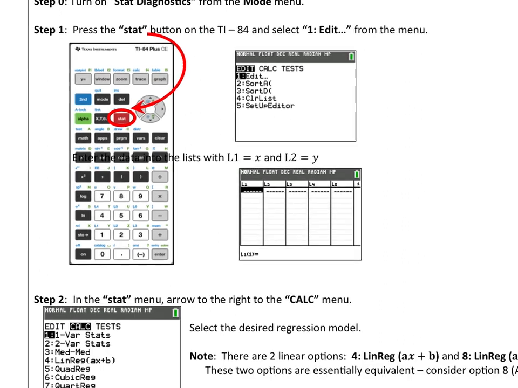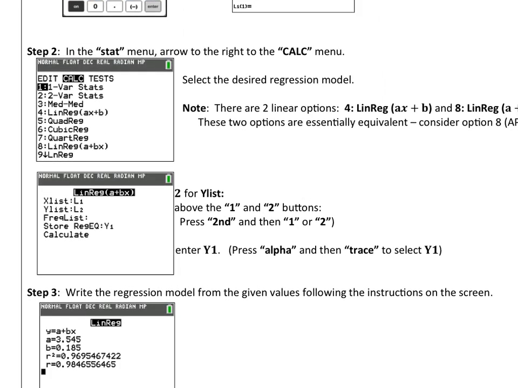After we have the data in there, we would press the stat menu again. Cool. So we would go to stat. We go over to edit. We've already done that part. We go over to calculate, which is the second menu. And this is where you have to make a choice. Now, we don't have a problem. We're just looking through the calculator. But you have all of these choices for the type of regression, REG, that you're wanting to use.